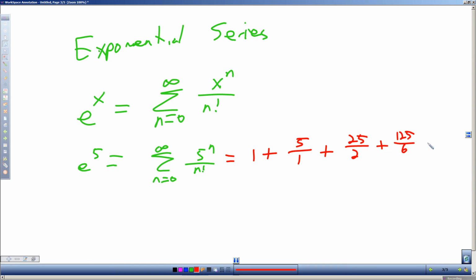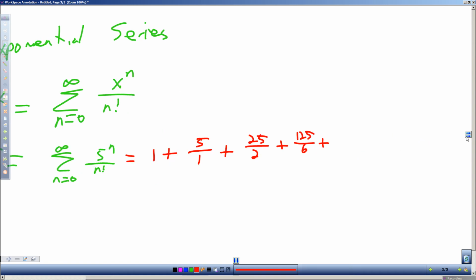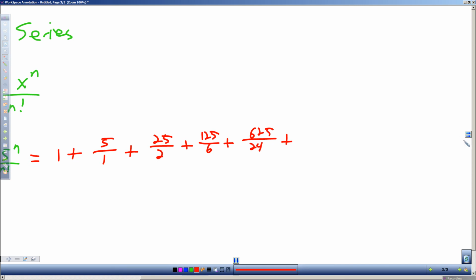125 over 6, plus 625 over 24, plus... Which one is growing faster? Think about it. On the top, we're multiplying by 5 each time, right? What are we multiplying by next on the bottom? Times 5 on top, and then times 6 on the bottom. Times 5, times 7. So eventually, the bottom is going to be much bigger.